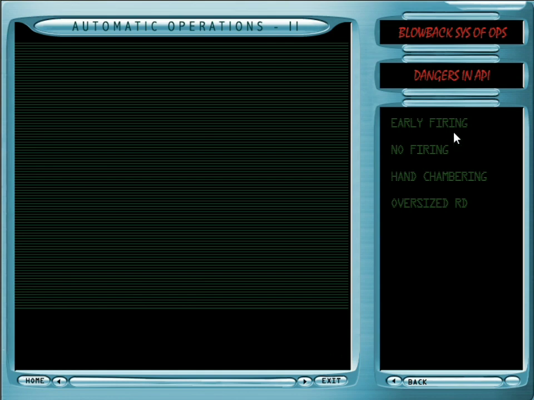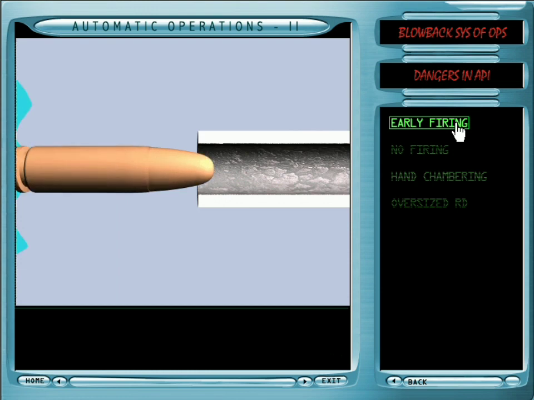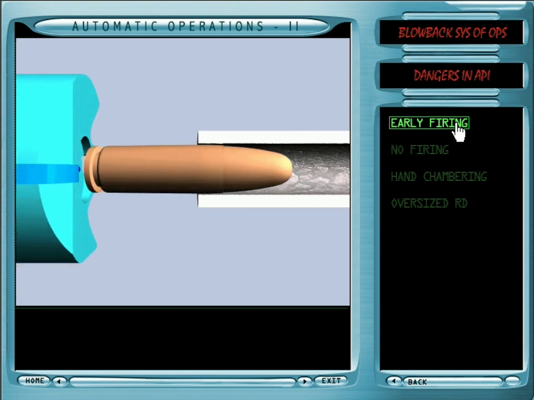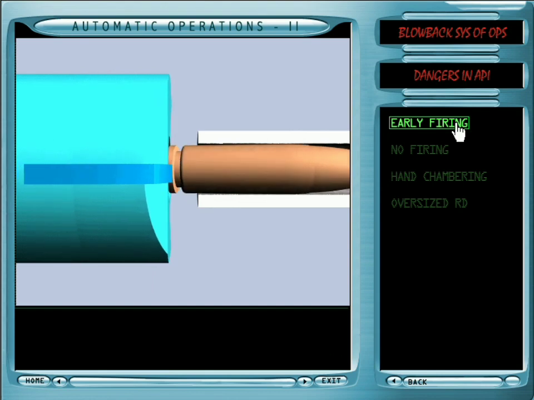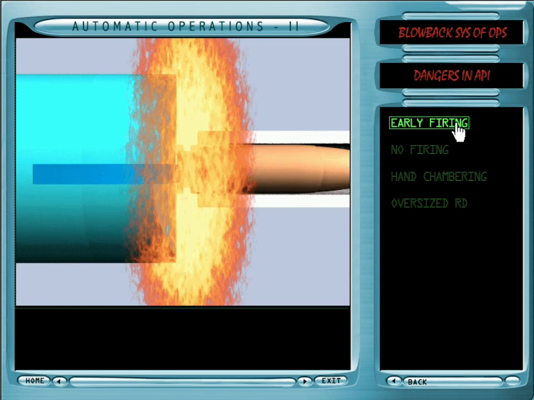Dangers in advanced primer ignition. Early firing: because of dirty ammunition or chamber, there will be increased friction between the two surfaces. During the chambering stage, the firing pin might strike the primer earlier. In doing so, the weaker portion of the cartridge case will be exposed outside the chamber and result in a ruptured case. Hence, chamber and ammunition must always be clean.